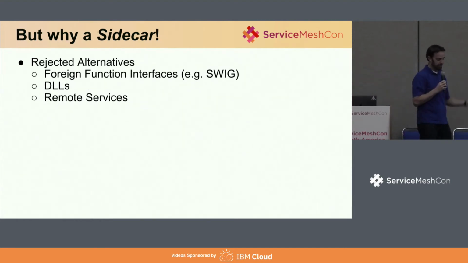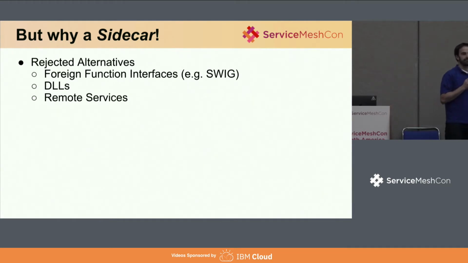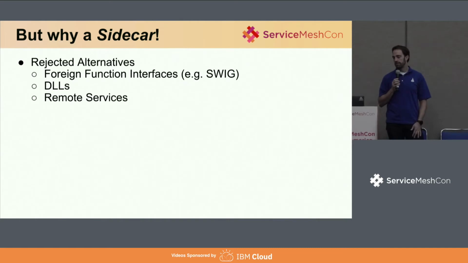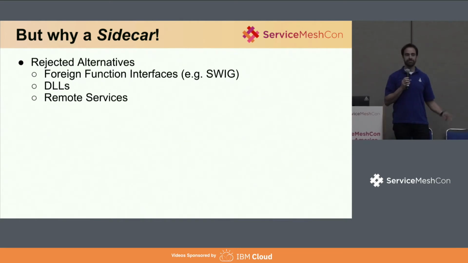So, for the language reasons and for the update reasons, we're like, okay, we have to have a sidecar. Or we have to have something, right? It doesn't have to be a sidecar, right? There's other options for getting this functionality into places. And we actually looked at a bunch of these and rejected them.